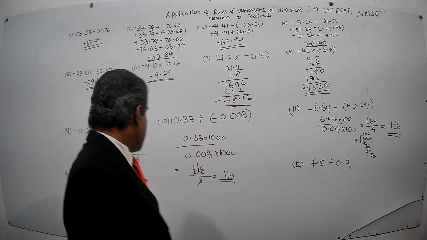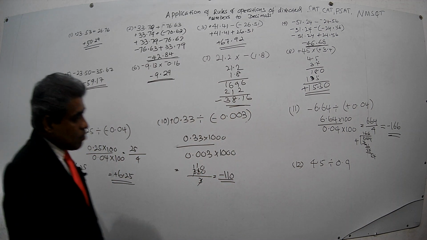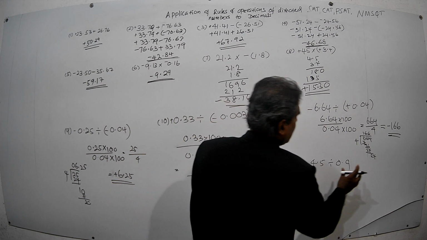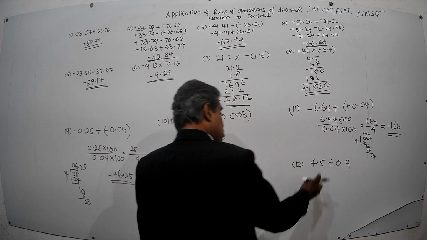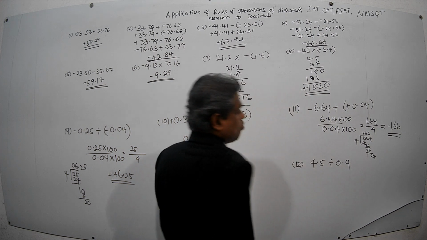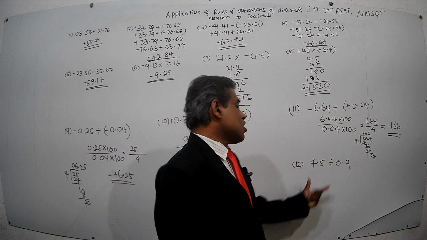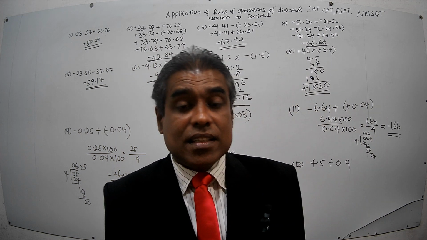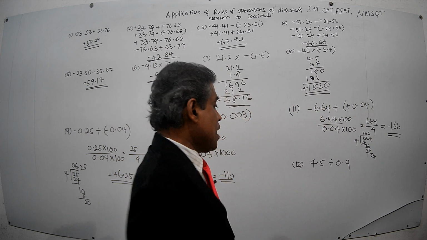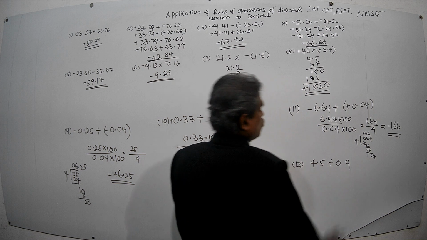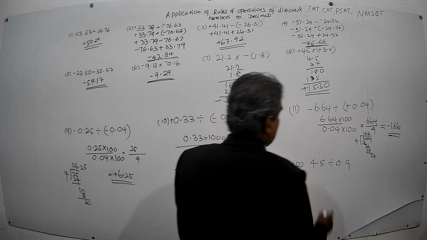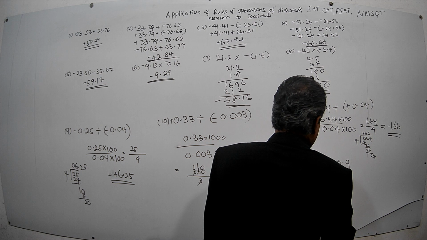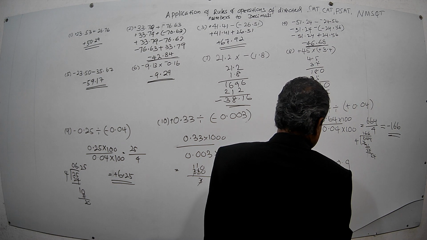Right. Next one. Then the other example is 4.5 divided by 0.9. Very easy. Both numbers are positive decimals. Therefore, this is division of two numbers of the same sign. When you divide two numbers of the same sign, the answer is always positive. Therefore, after dividing these two numbers, the answer must be positive. First of all, we write 4.5 divided by 0.9 like this.